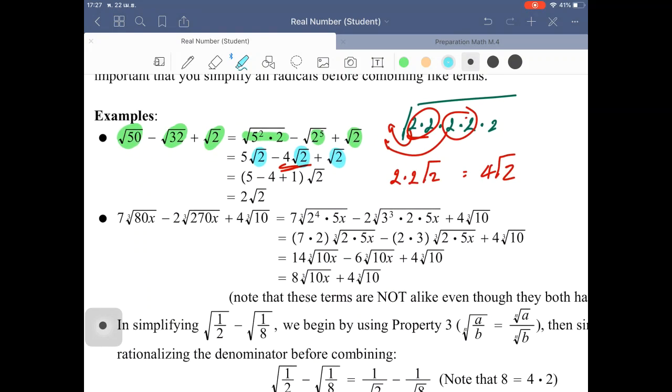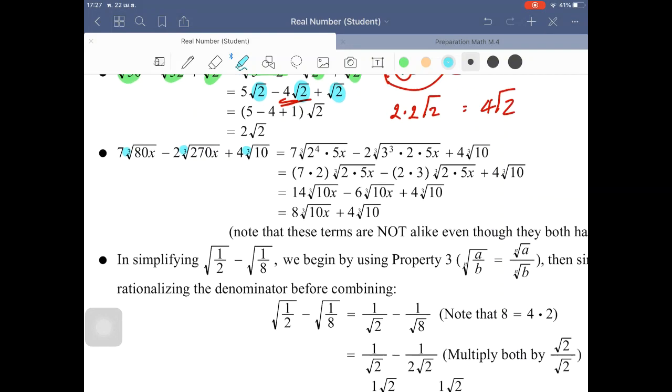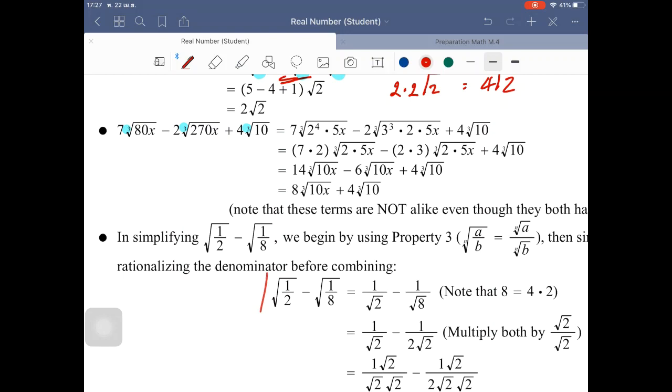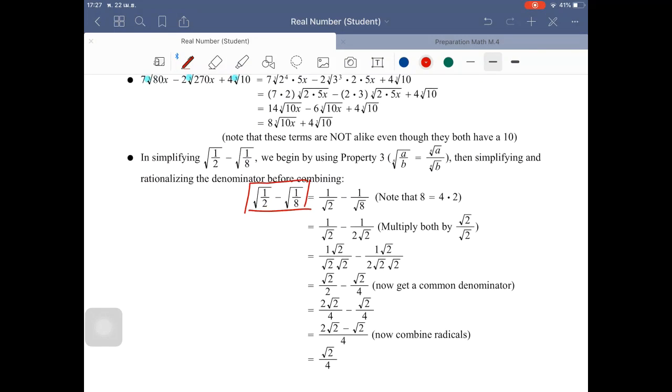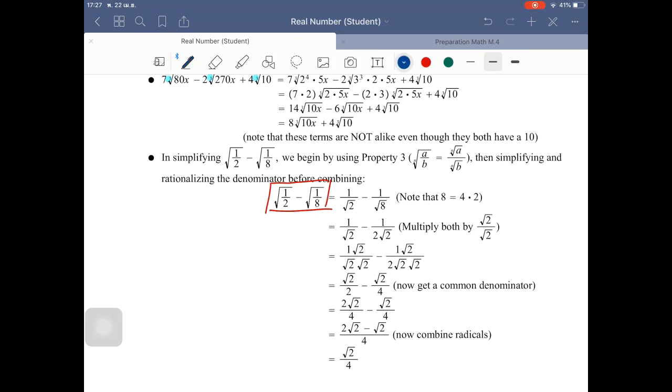Okay, this example is the same as the previous one, but you need how many? 3. You need 3 in order to simplify the radical. Okay, but same as the previous one. So I will skip this part and try to do this one, which is a bit more difficult. Okay, this one I will show you separately here.